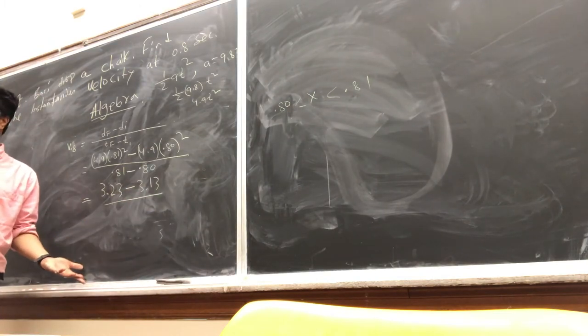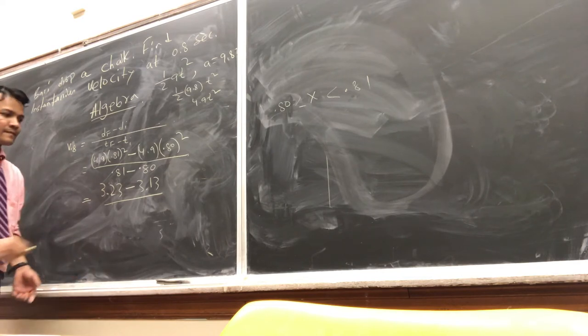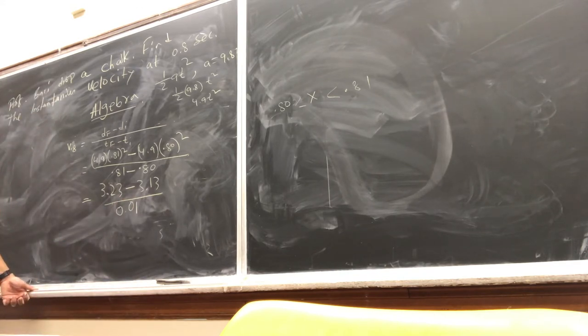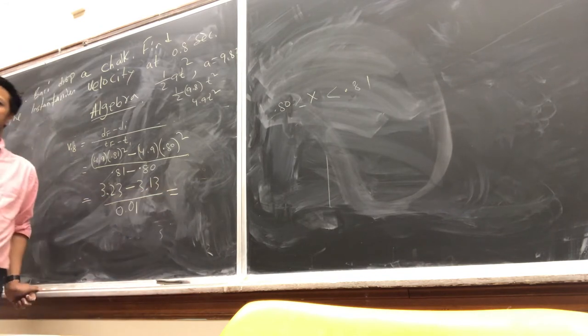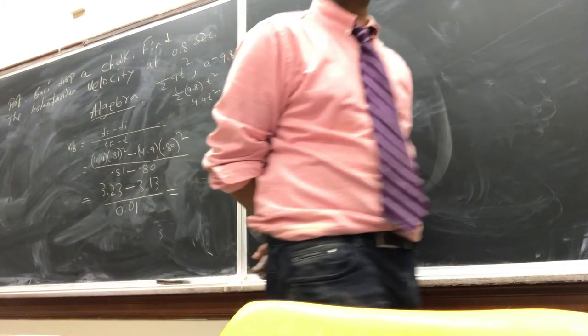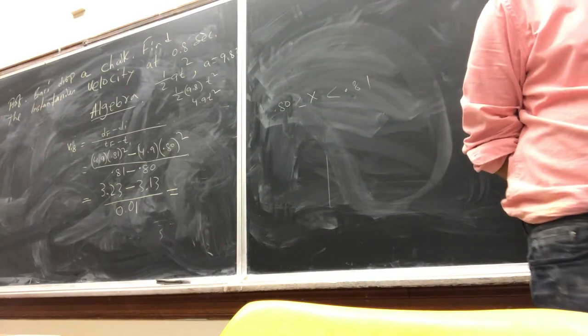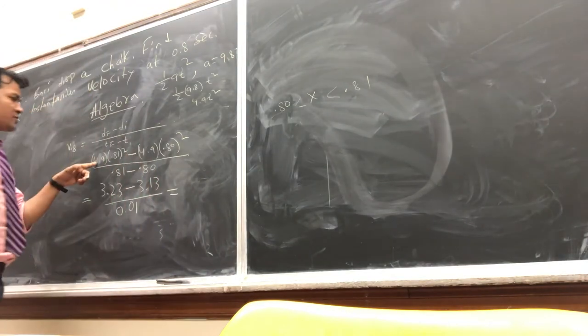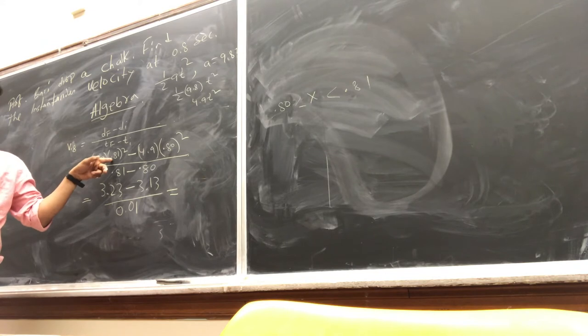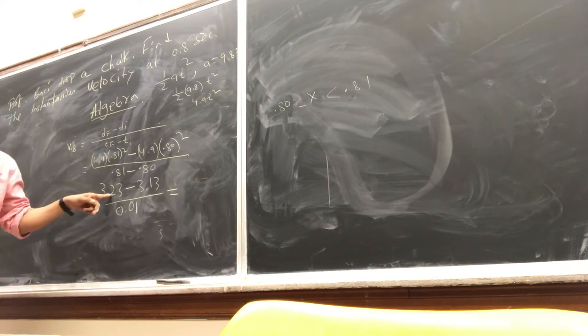Divide by an obvious number. What is that number? 0.01. And what is that? 10? You sure you get that one? 4.9. I want to get a better answer. When you multiply, yes. 3.21. This is 3.21. Yeah.